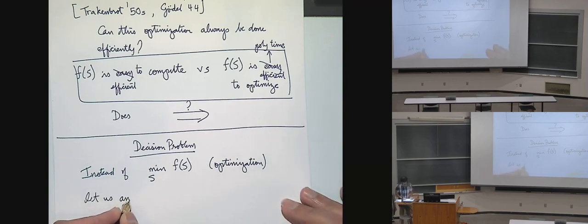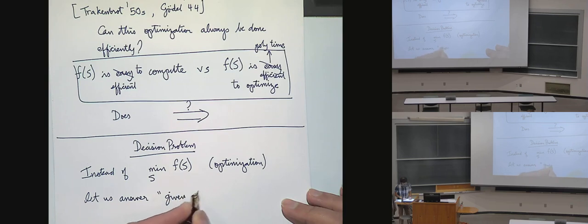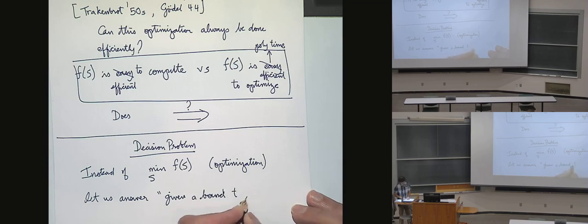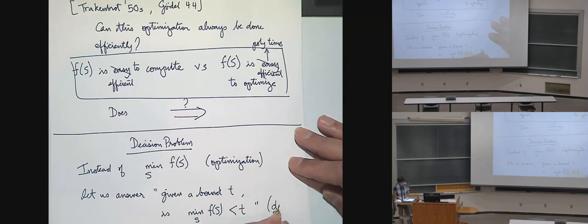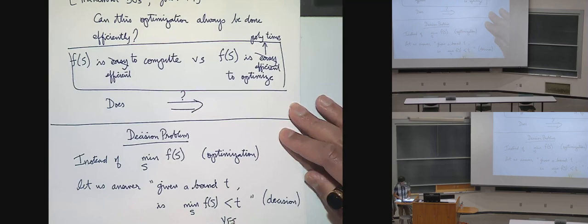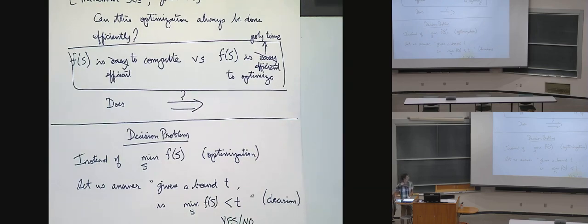Let us answer, given a bound T, is the min over s of f of s less than T? So this is called a decision problem, and this is easier to think about. The answer here is just yes or no. It's like saying that in shortest paths, instead of asking what is the shortest path, they'll say, does the shortest path have weight less than 50? Or does the minimum spanning tree have weight less than 100? Okay?